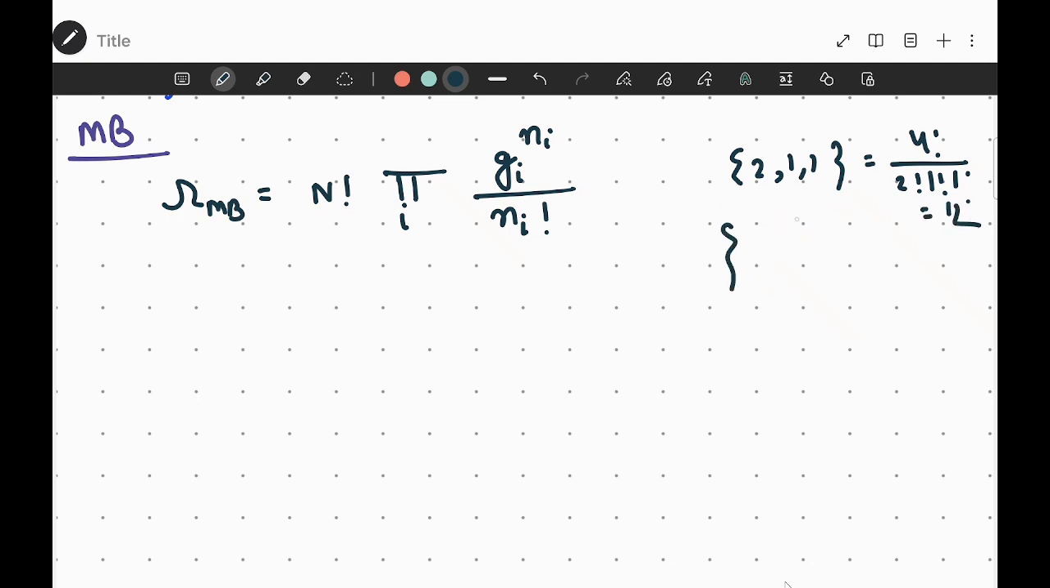Yes. We have 4 particles and 3 states. So this is another one, and this is another one. So it will be 4. Just like the canonical ensemble thing.